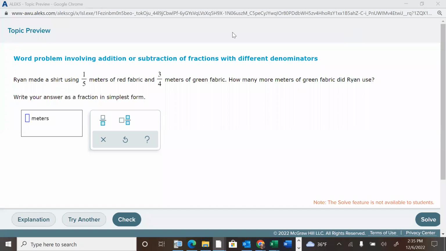In this one, Ryan made a shirt using 1/5 of a meter of red fabric and 3/4 of a meter of green fabric. How many more meters of green did Ryan use? Let's say it was 6 meters of green and 2 meters of red. How much more green did he use? 6 minus 2. You subtract, bigger one minus smaller one, to get 4 more meters.